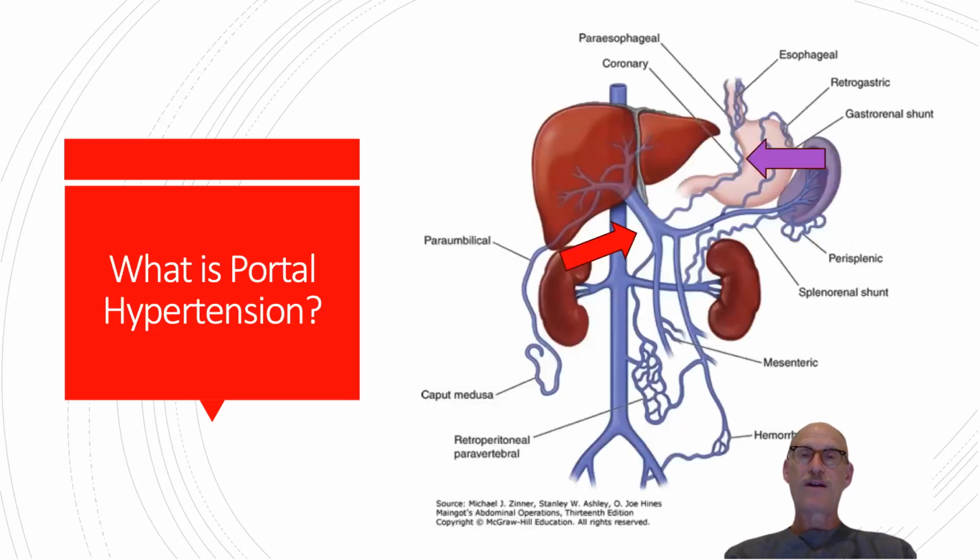So same thing here. You increase the pressure in the portal vein indicated by the red arrow, and that blood flow backs up and takes a detour to go back to the heart. And again, in this case, the coronary vein indicated by the purple arrow, and then the esophageal veins.